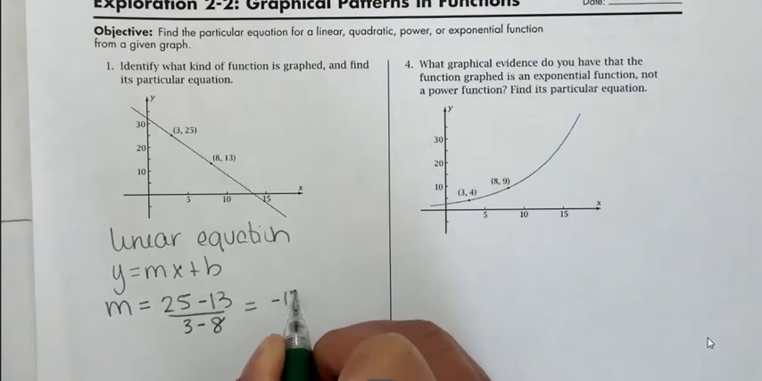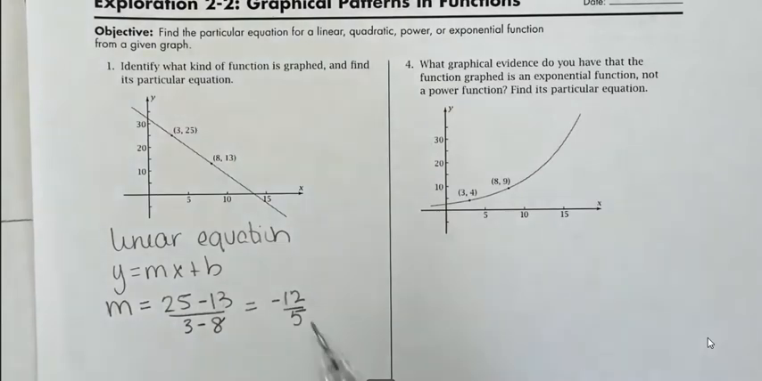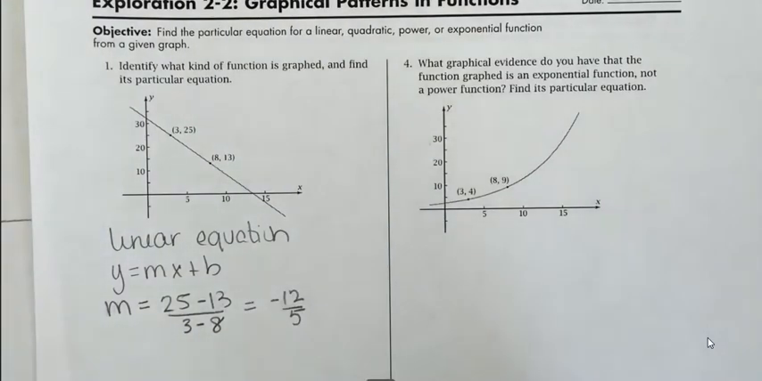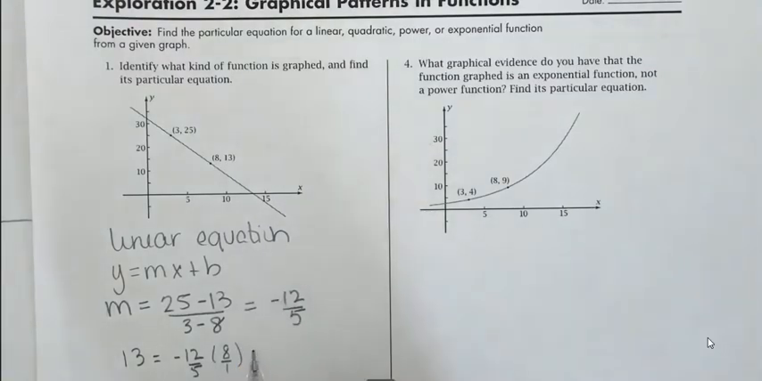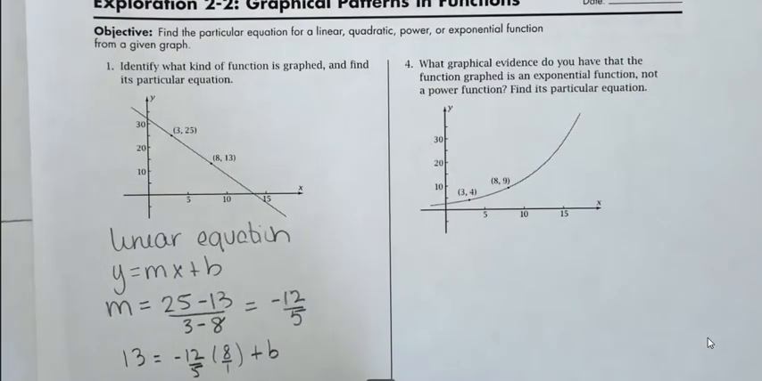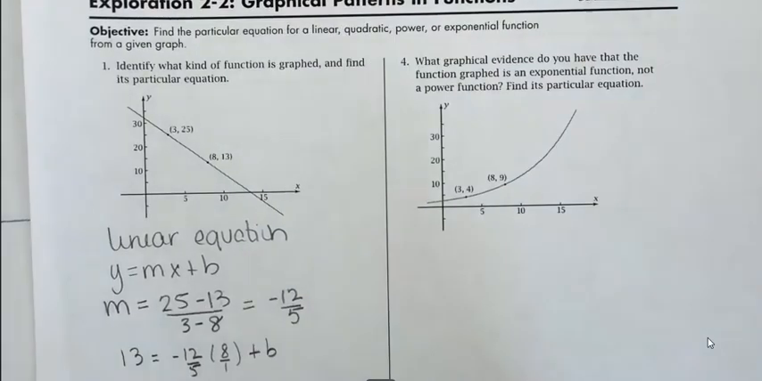Which ends up giving me a negative 12/5. I'll take that, plug it back in, and use a point to find my b. So why don't I use the second point? Negative 96/5. So I'm going to have to add that 96/5 to both sides. Let's see, so this is going to have to be 13 times 5. That's going to give me 65/5 plus 96/5. So what is that? 161/5. Oh, and I'm off the page.